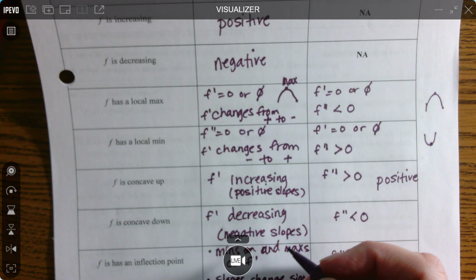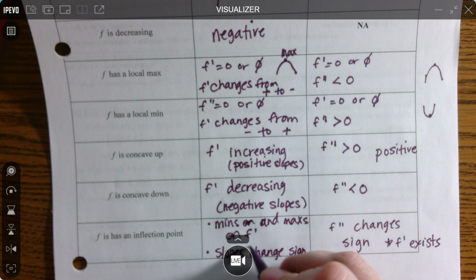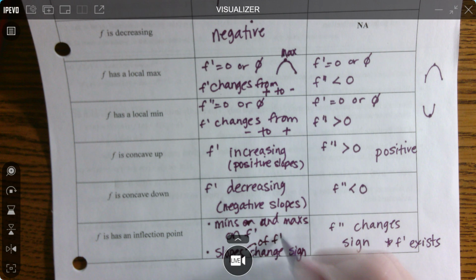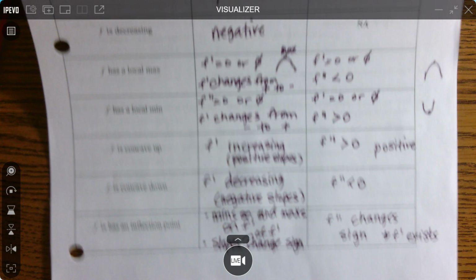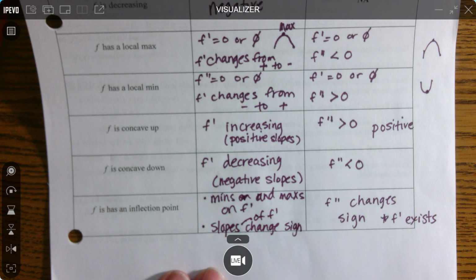I should say slopes of F prime. So slopes of F prime. Again, always be really specific about that so that they know exactly what you're looking at. Don't forget to be specific about that.